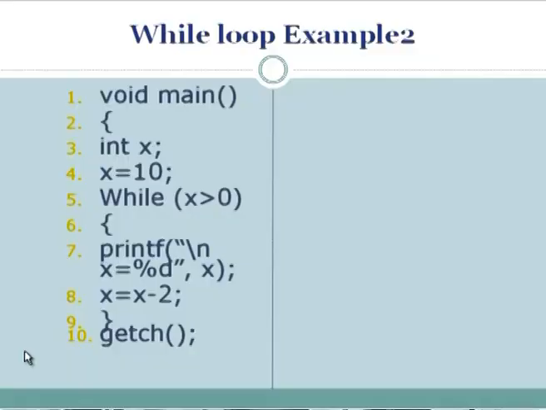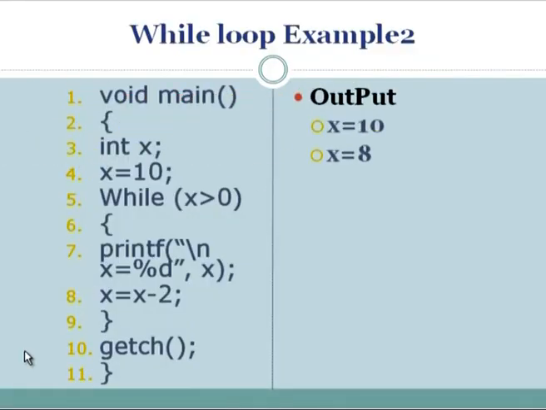Let's study another example of while loop. In this example, we initialized loop counter to the initial value 10. Then we check the condition x is greater than equals to 0 and inside the body of loop we decrement the value of loop counter by 2.